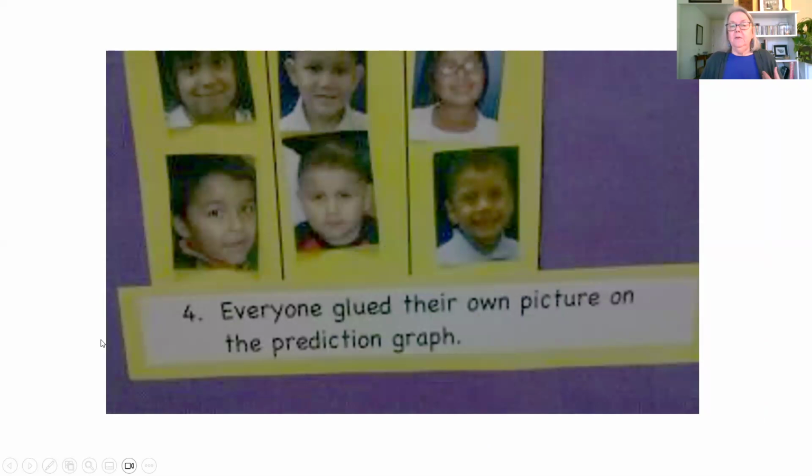Then they glued their pictures. So she had pictures cut the same size of all the children in the class, and they could glue their own picture on to make a bar graph so that they could see, starting with the baseline on the bottom and build up from there, which they predicted.